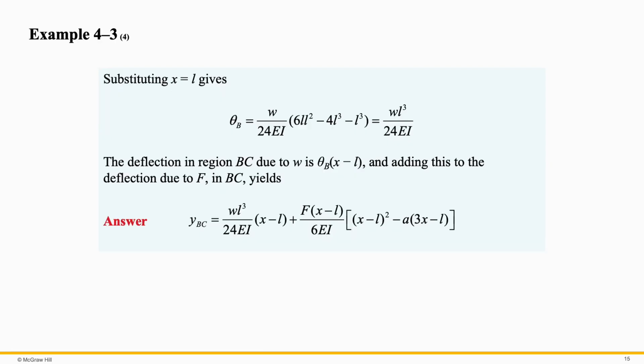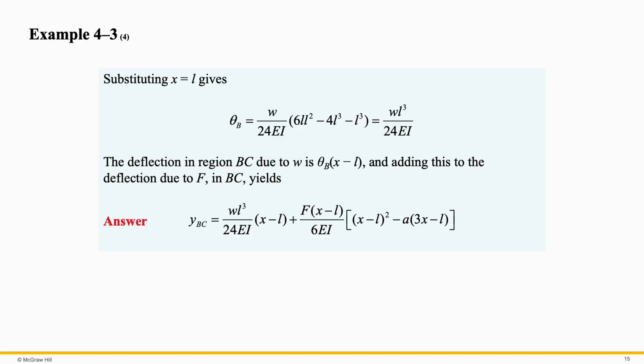So for this purpose, let's calculate the slope of this beam at point B, which is represented by theta B. Theta B represents the slope of this beam at point B due to this distributed loading, which is equal to WL to the third power divided by 24EI. And we know that the slope in the BC region is equal to this because there is no distributed loading.